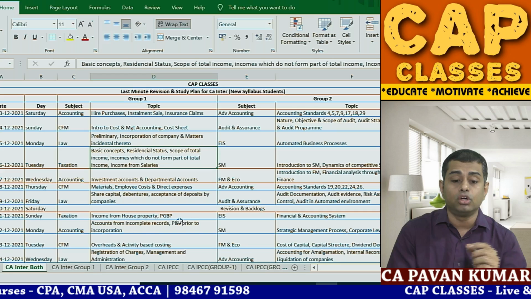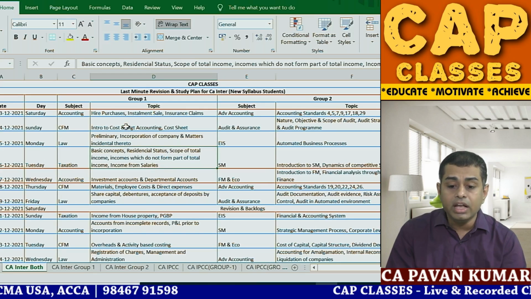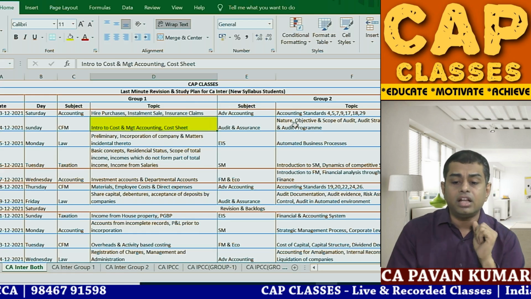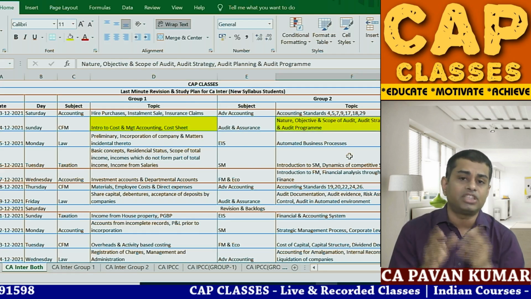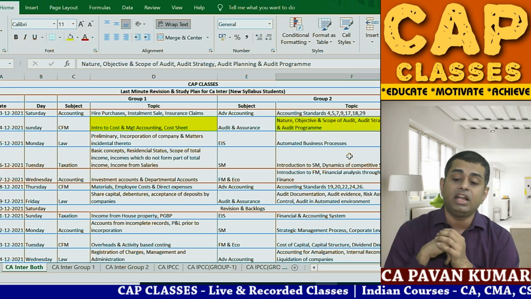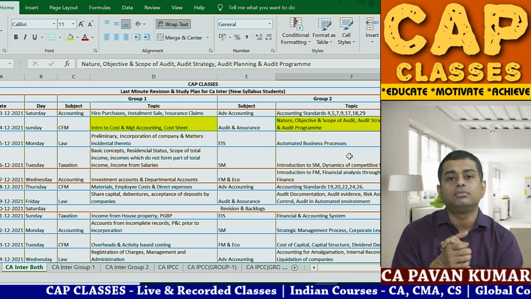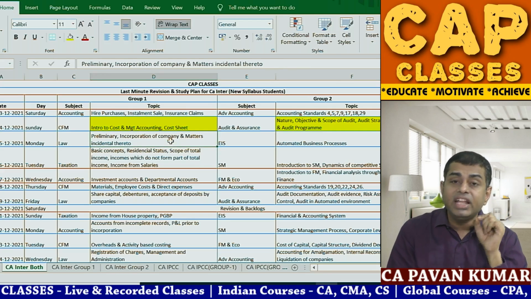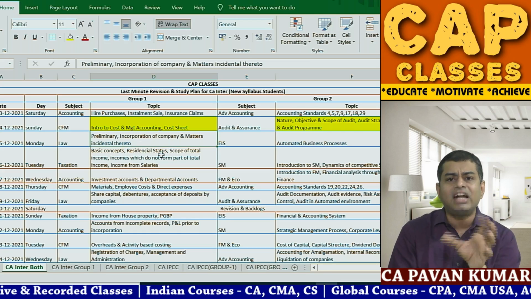So say for example, if you are doing both the groups, Pavan sir, I am writing both the groups. For both the groups also, this is still manageable. Look here, you are doing CFM, cost and management accounting, same costing introduction and cost sheet. In auditing, first and third chapters, or first and second chapters in the new syllabus: nature, objective and scope of the audit, and audit strategy, planning and audit program. Simple. For this 3 to 4 hours, for that 3 to 4 hours. Comfortably you can prepare.